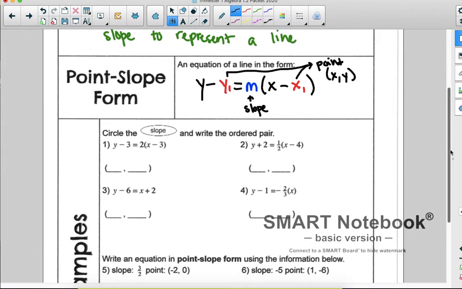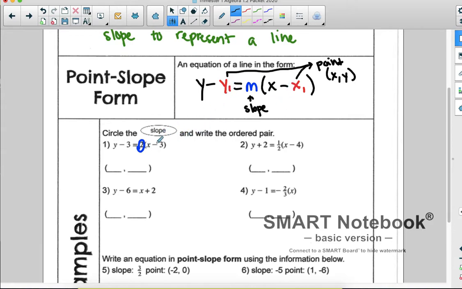Okay, so here we go with our first problem. It says circle the slope and write the ordered pair. So the slope should be pretty easy to find. The slope is always in front of those parentheses. So here our slope is 2. Now here's the deal with the point: if you look at our original form, it says the opposite of x, opposite of y. So we want to kind of think opposite.